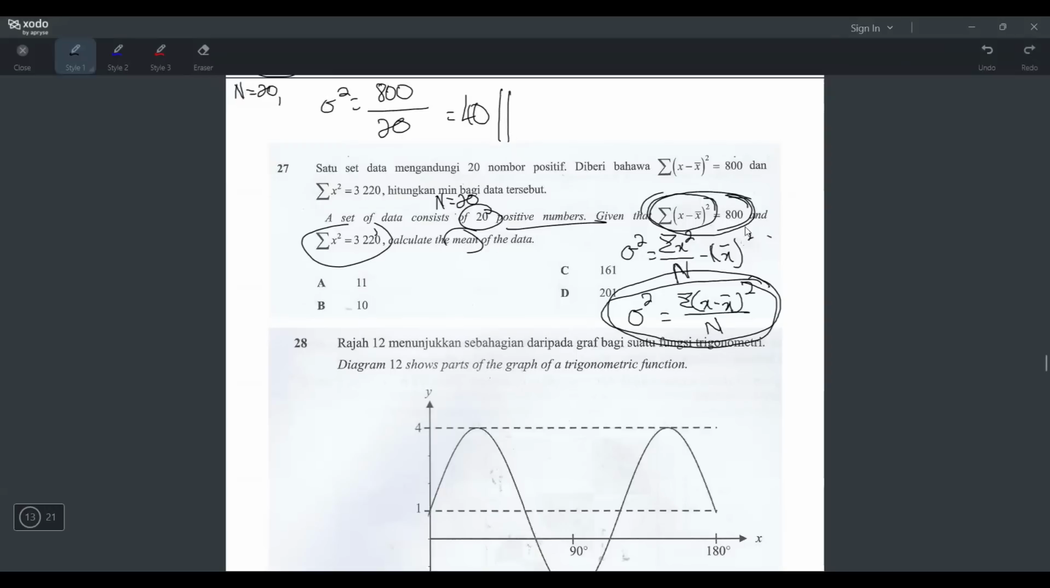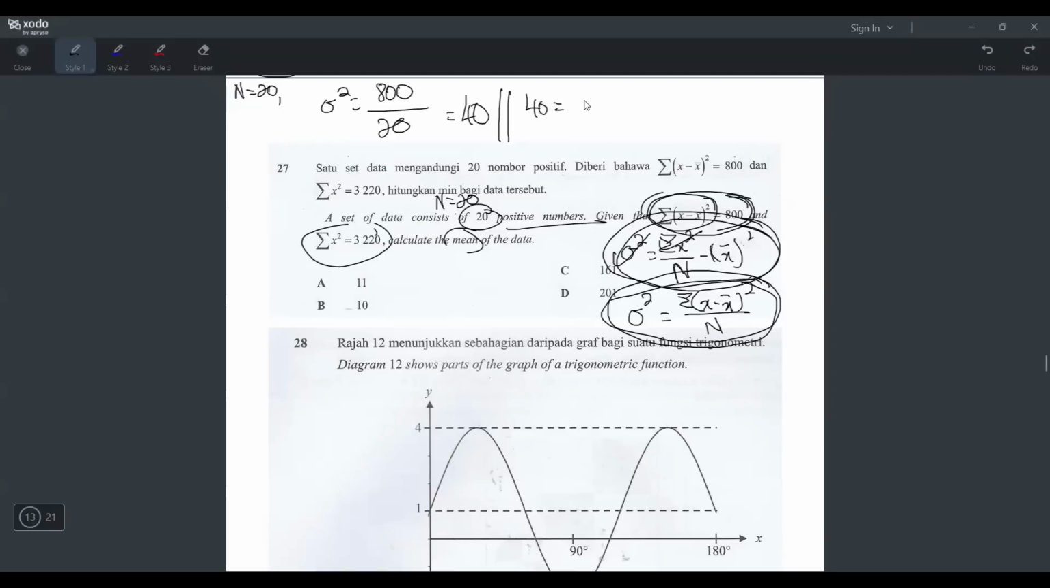Okay, you remember just now I told you variance has two formulas, but it doesn't matter which formula you use, you will get the same answer. It means if you do this also, you will get the same answer. That means I can use this formula now to find the mean, because I already have variance 40, I already have sum of x squared 3220. The n I also have already, only the mean is missing. So I can use this formula again, but this time I will have the answer, right? Because I already got the variance 40.